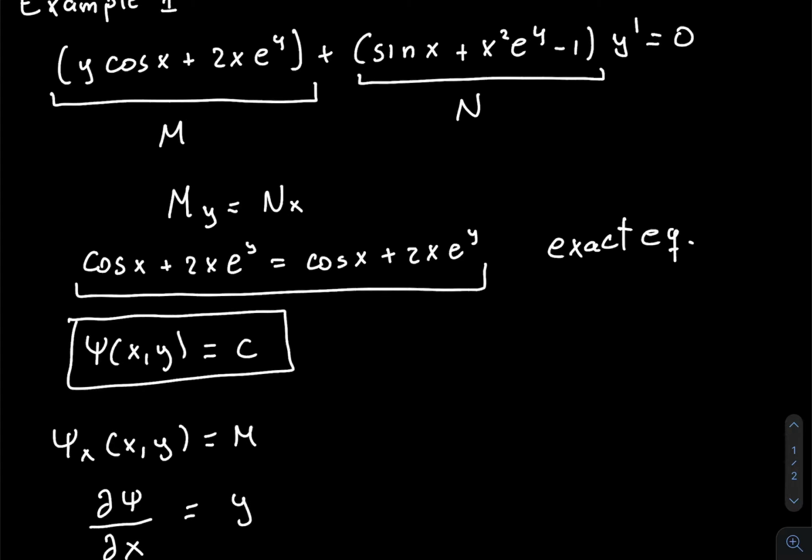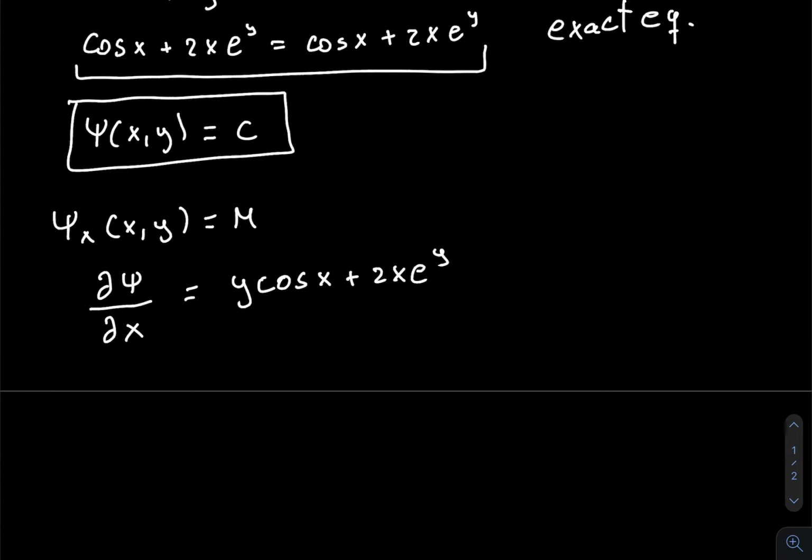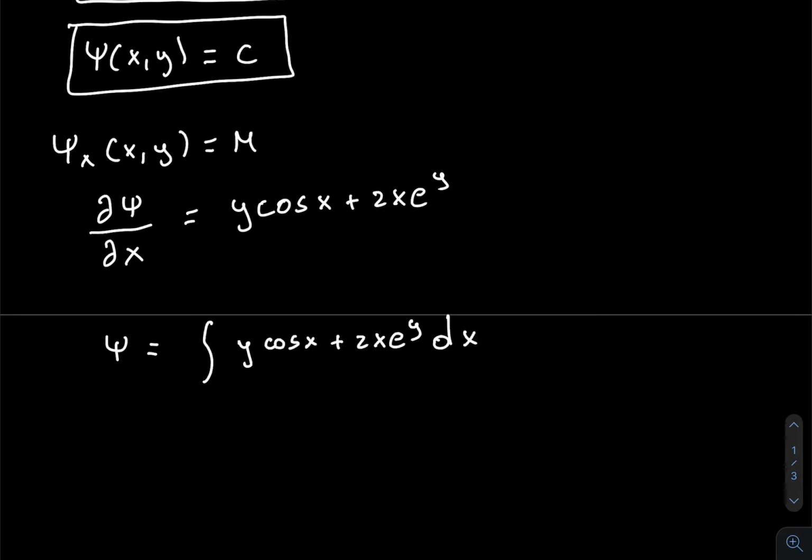So M has to be equal to y cosine of x plus 2x e to the y. And if we solve for this, we'll have that psi is equal to the integral of y cosine of x plus 2x e to the y dx, because we're integrating with respect to x. So let's do this integration. This will be equal to y sine of x plus x squared e to the y.